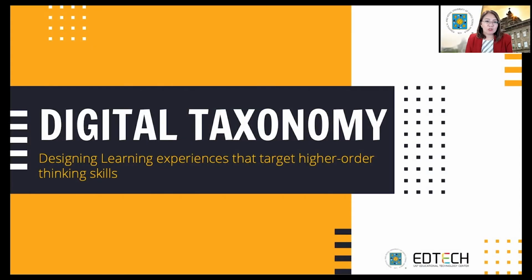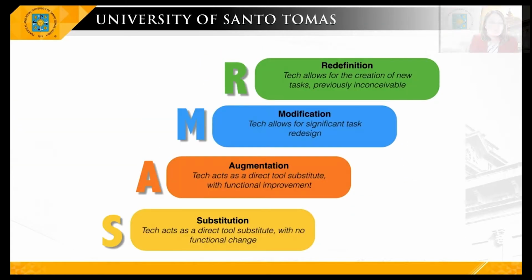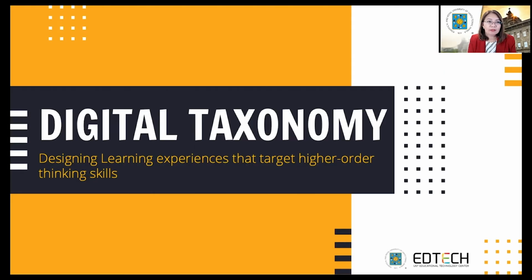Now let's proceed to digital taxonomy and how we can design learning experiences that target higher order thinking skills. We're done already with your domain expertise. Now we're done with looking at the levels of technology adoption, and we're now looking at how do we further target higher order thinking skills.